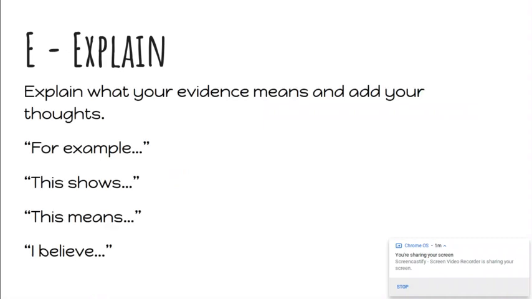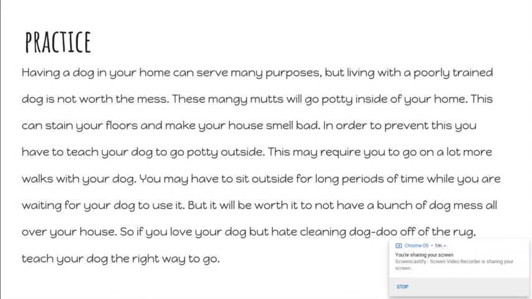E means explain. You need to explain what your evidence means and add your thoughts. Here are some other sentence starters. For example, this shows, this means, I believe. Okay, we're going to do a practice. Let's read this paragraph together.